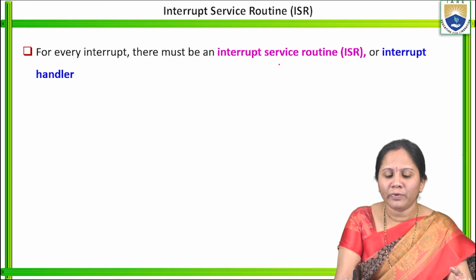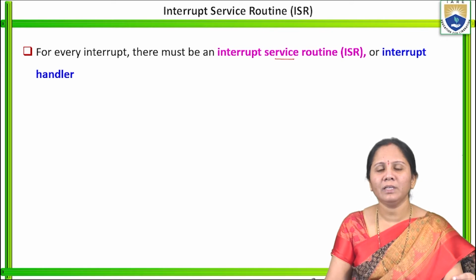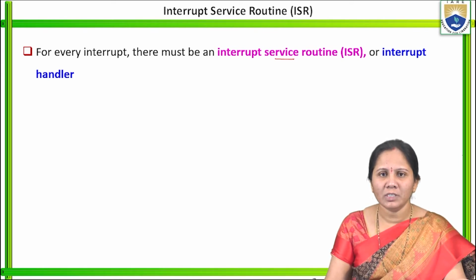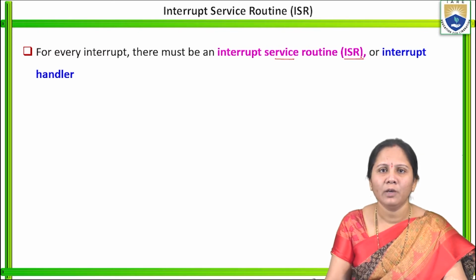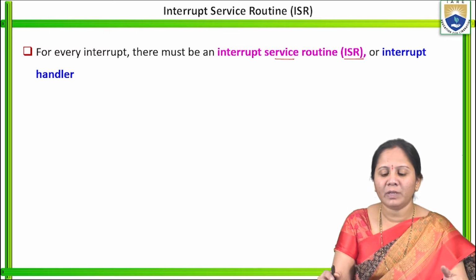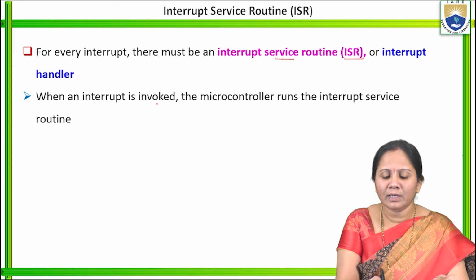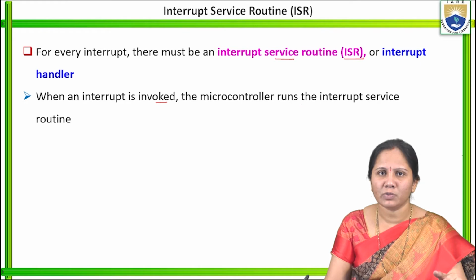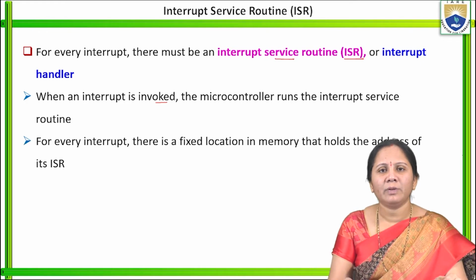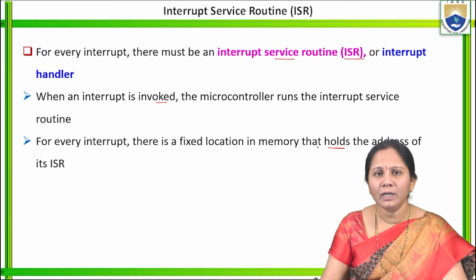Now, for every interrupt there must be an interrupt service routine. The ISR consists of some set of instructions which perform a specific task. It is a simple program, and that program we call the interrupt service routine, or interrupt handler. When the interrupt occurs, the microcontroller runs the particular interrupt service routine, and for every interrupt there is a fixed location in memory which holds the address of the ISR.